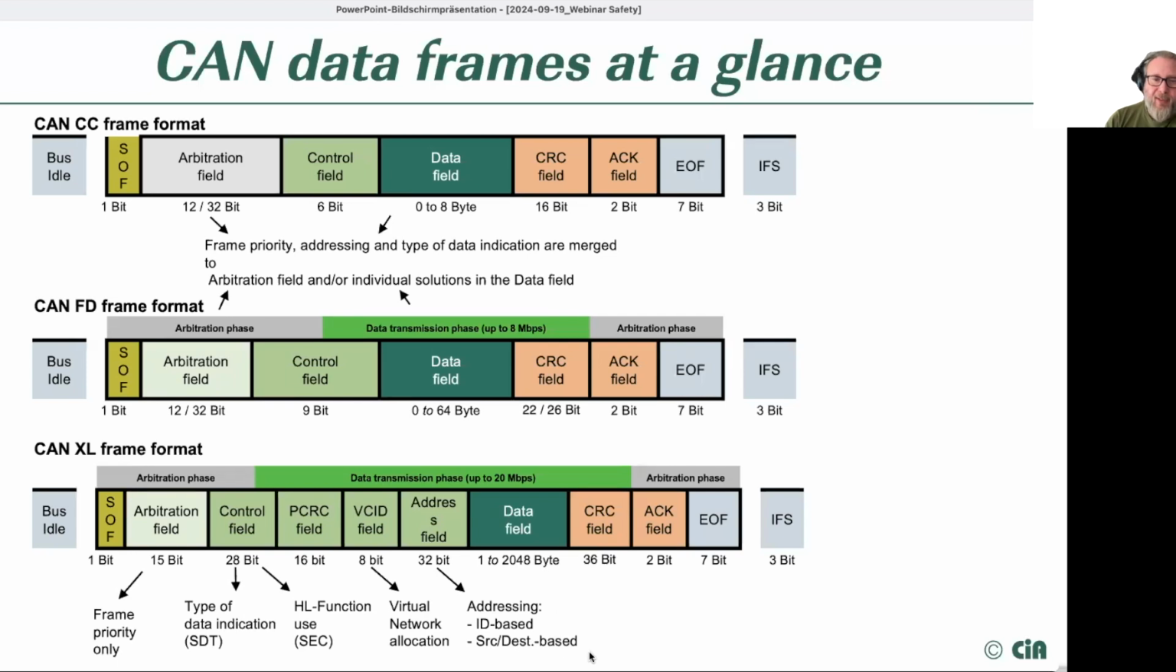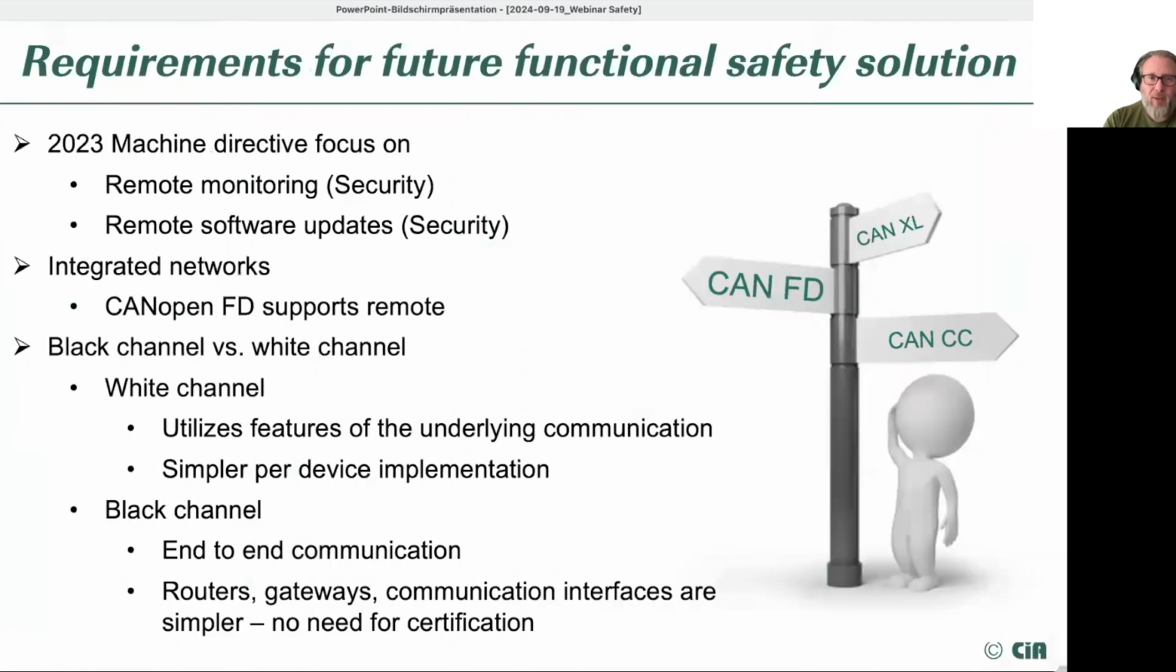And we have dedicated addressing information, which allows basically routing. And the problem here is, as I said, CAN CC and CAN FD, as it is used today, are for isolated networks. With CAN-XL, we allow routing. So we have a new requirement on that level. So that means we have new requirements or new possibilities with CAN-XL.